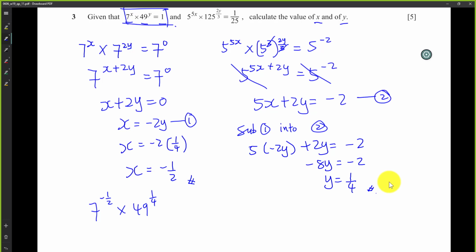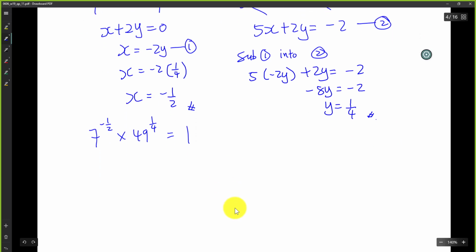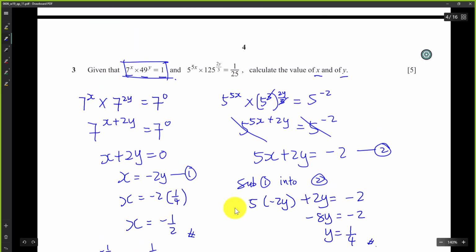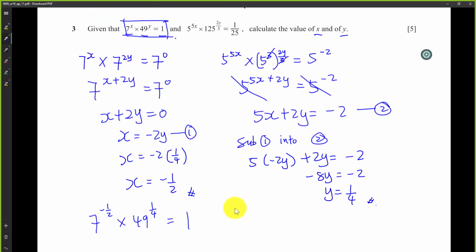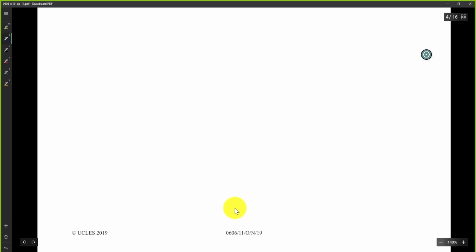So yeah, just type everything in the calculator. Negative 1 over 2. And then multiply 49 power 1 over 4. Yeah, so calculator tell me it's equals to 1. That means I'm very sure my answer is correct. Okay. So, any questions? If no question, I will move on. This one shouldn't be too difficult because it's just indices.